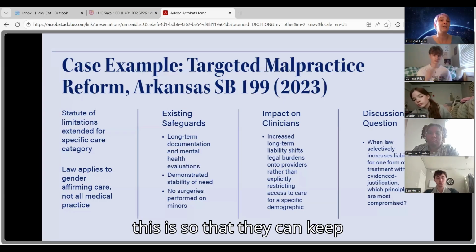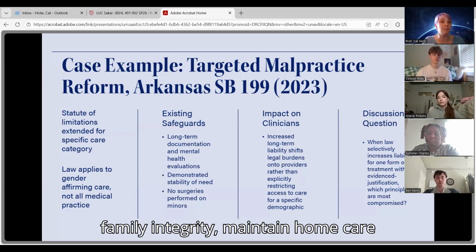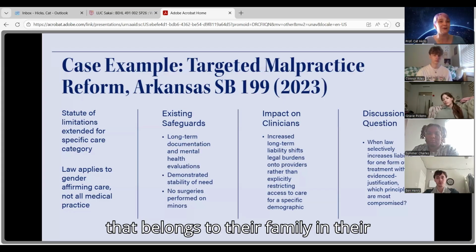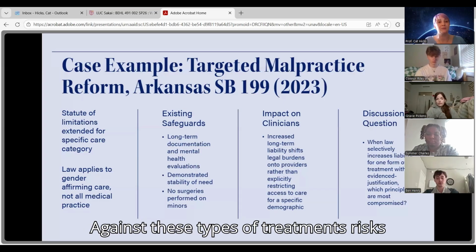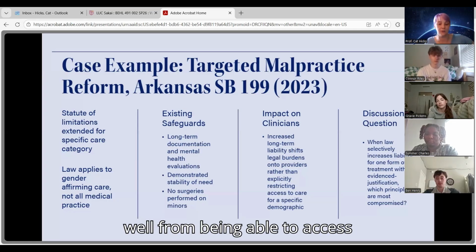And this is so that they can keep them in the home into adulthood, maintain family integrity, maintain home care environments, and keep this individual that belongs to their family in their home. So making a broad malpractice suit against these types of treatments risks impacting other types of patients as well from being able to access those treatments.